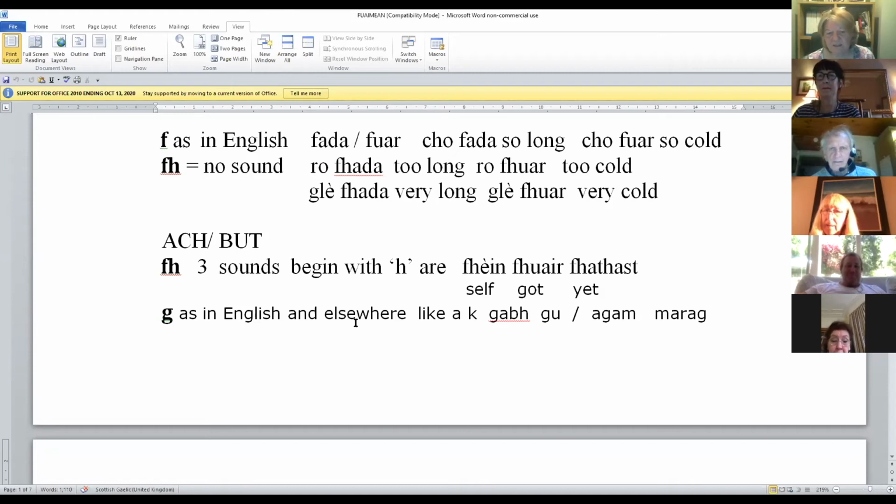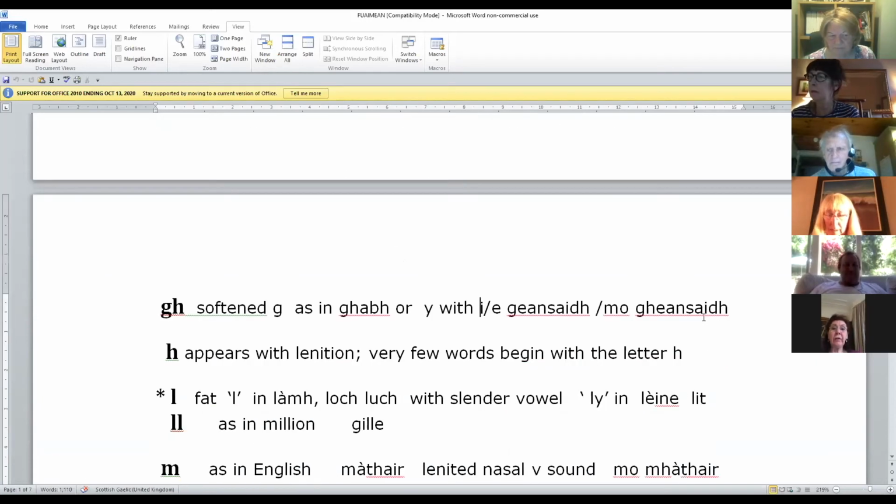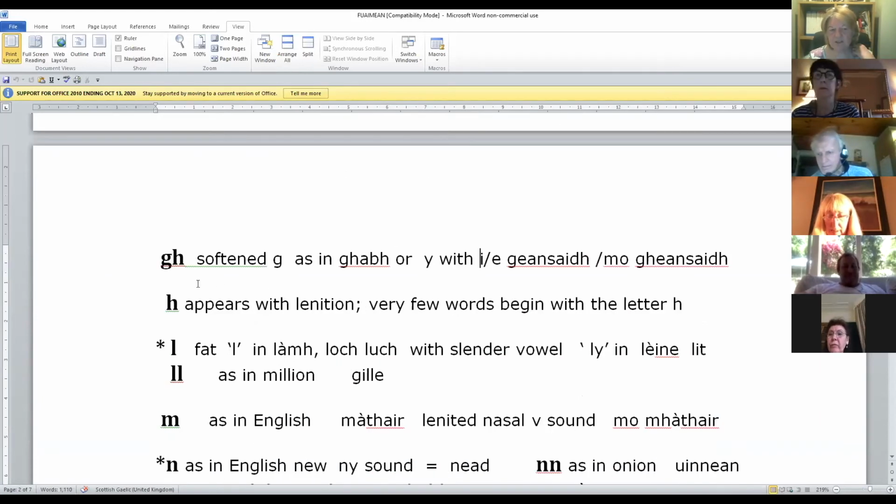G as in English, and everywhere it's like a K. So gav and gu. But here it's akum and marak. The G sounds like a K at the end. But the G softened is v. Gav, next to a strong vowel, but next to a slender vowel, it becomes, gensi becomes mo yensi, mo yensi.